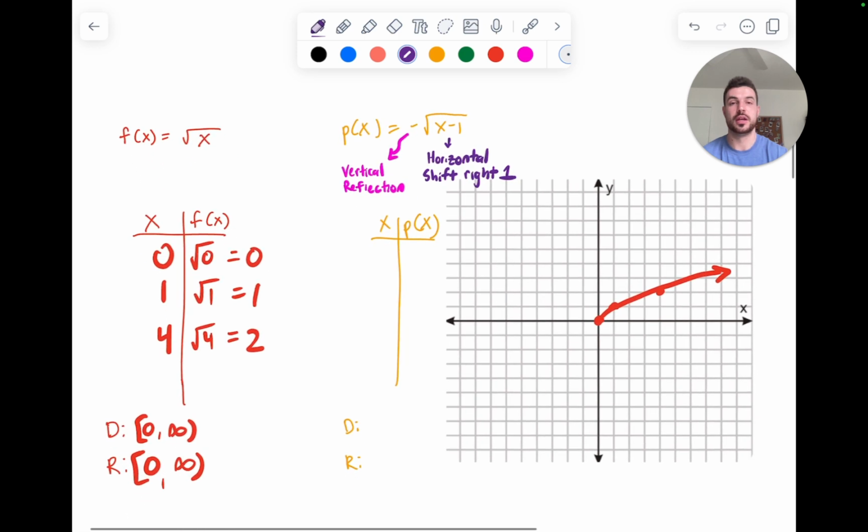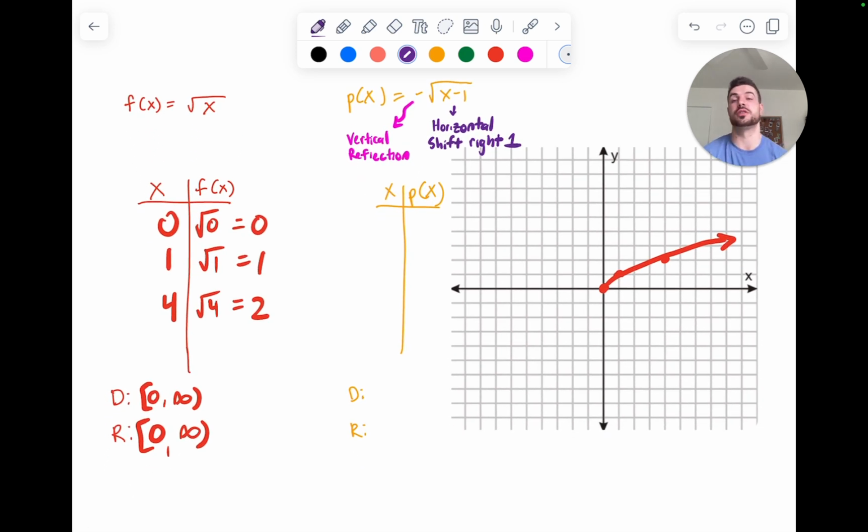Now what we need to do is we need to apply those transformations to our parent table, because these are all transformations from our parent function. Well, our horizontal transformation is going to affect our x values. We are moving to the right one, so I'm going to add 1 to each of those x's. Now I'll get 1, 2, and 5. What that means is our domain, our x values, is all shifting to the right. So instead of starting at 0, it is going to start at 1 and go all the way to the right again, which is infinity.